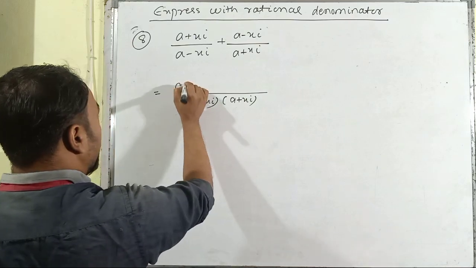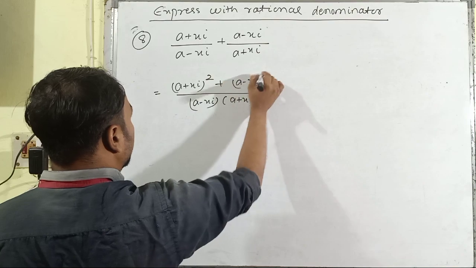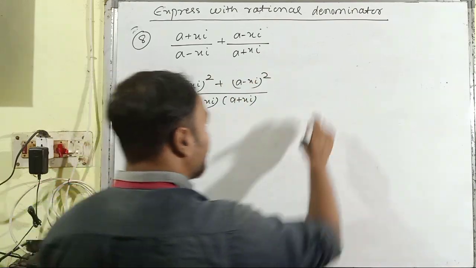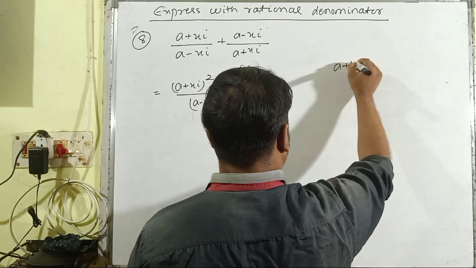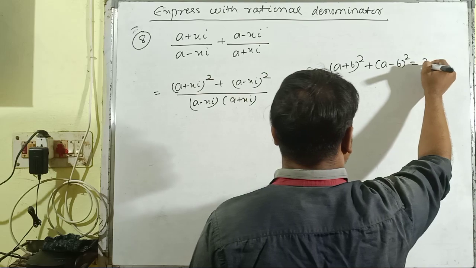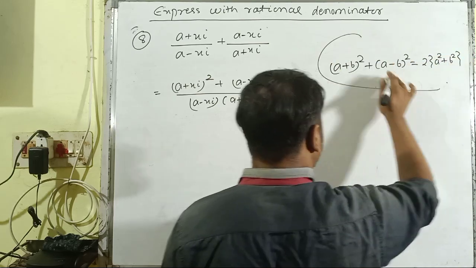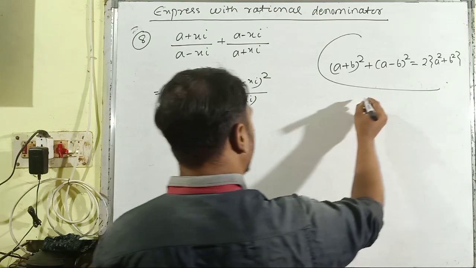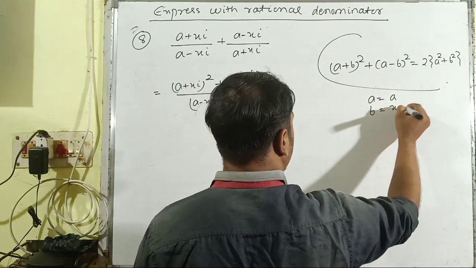Then it will be (a + xi)² plus (a - xi)². From the algebraic identity formula, you know that the value of (a + b)² + (a - b)² is 2 multiplied with (a² + b²). By using this algebraic identity here, a is equal to a, and in place of b it is xi.